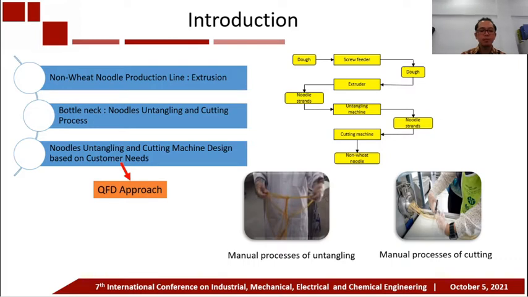In the production process using an extruder, based on customer information, we get the bottleneck in the untangling and cutting process because this is still manual. You can see this picture. This is the manual process of untangling, and this picture is the manual process of cutting.